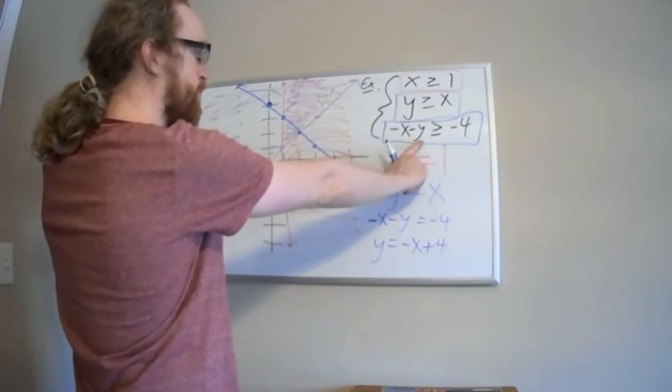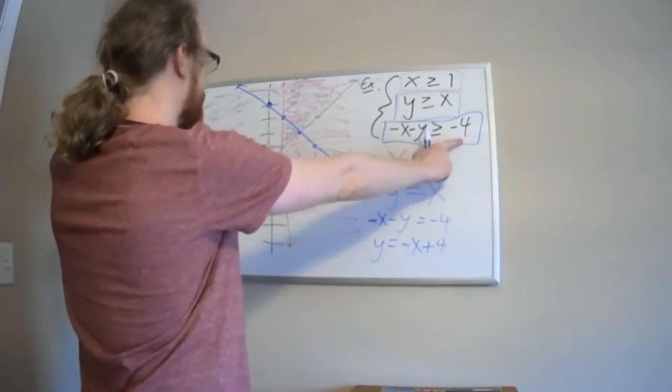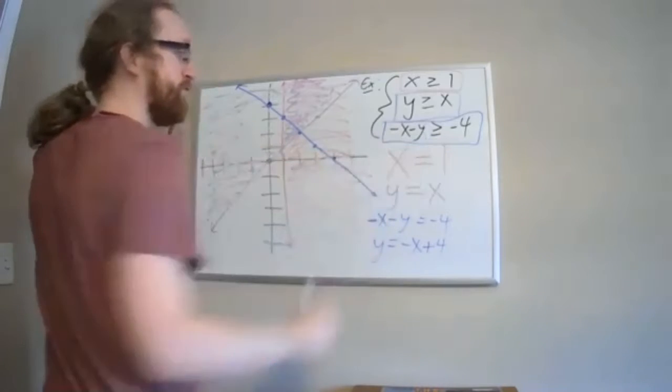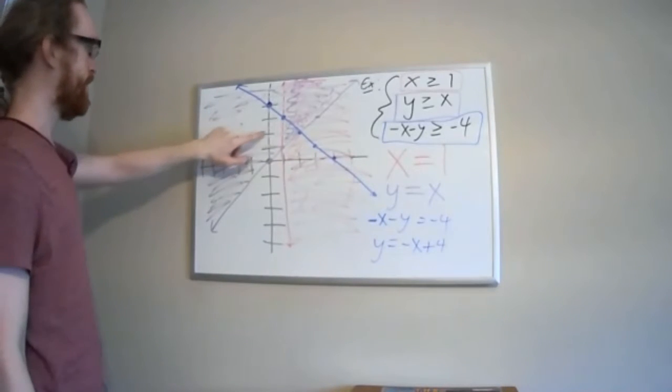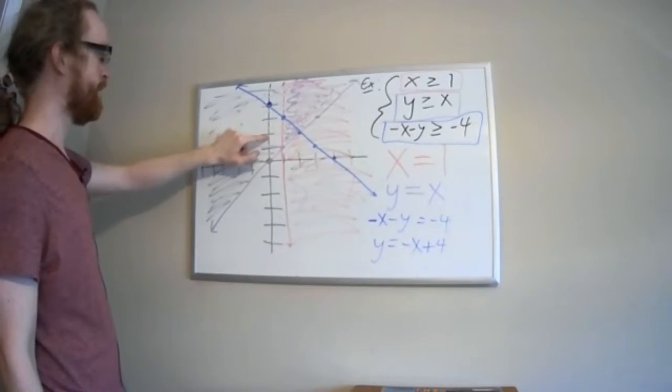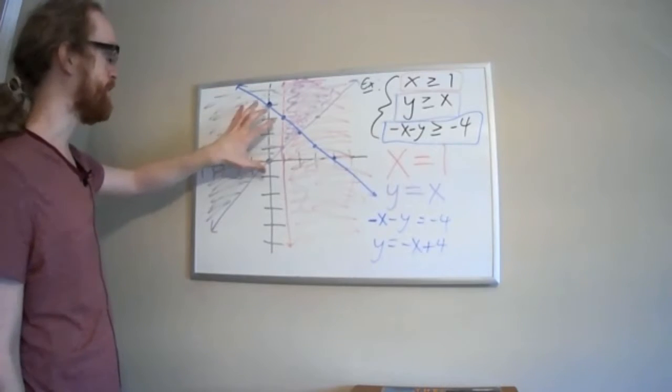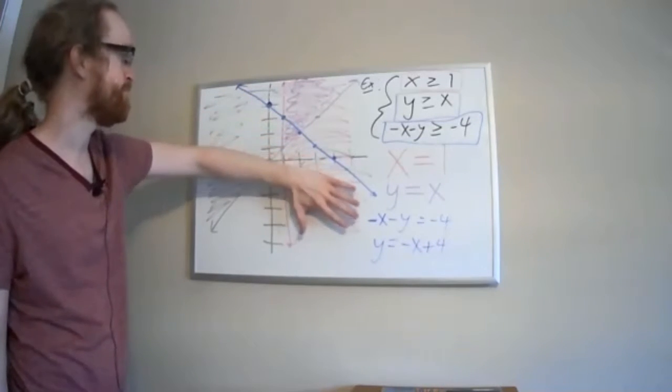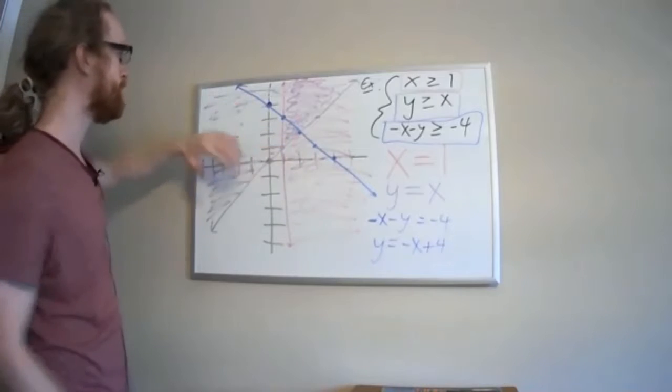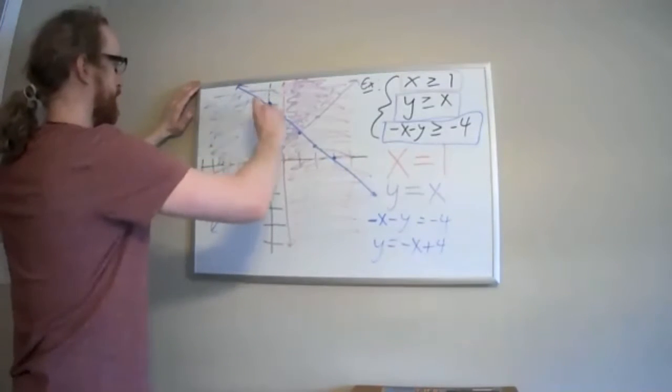That means I'll get -2 greater than or equal to -4. Is that true? Well, yeah, -2 is greater than or equal to -4. So that means I'm underneath the line. I got a true statement. I need to shade underneath the line. So I'm shading underneath this blue line, everything underneath it.